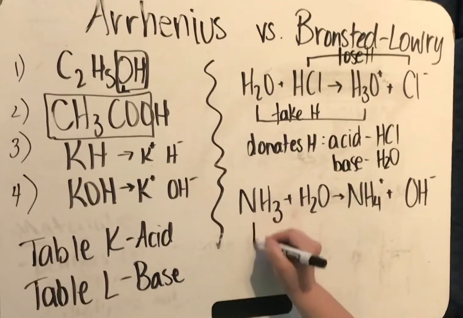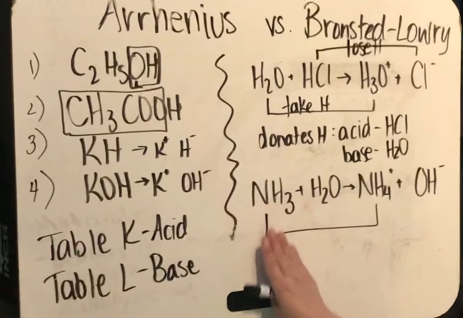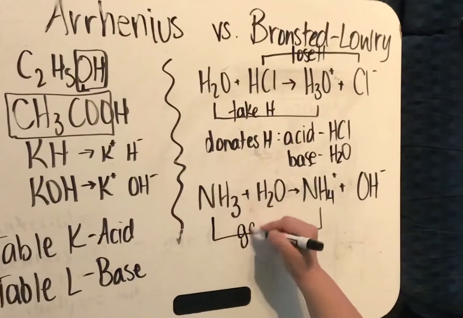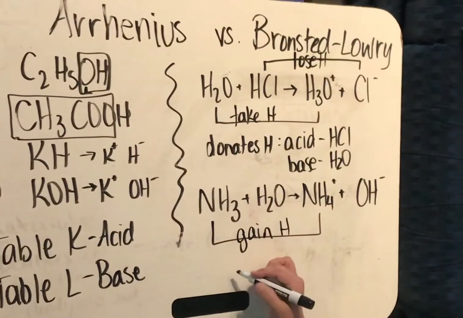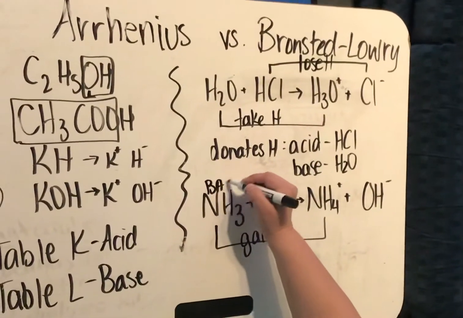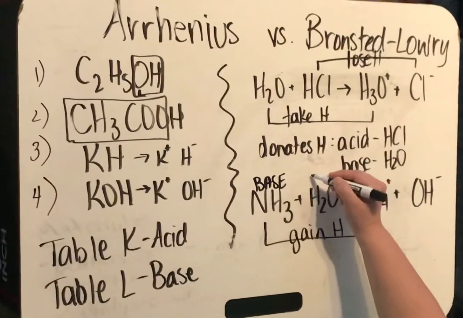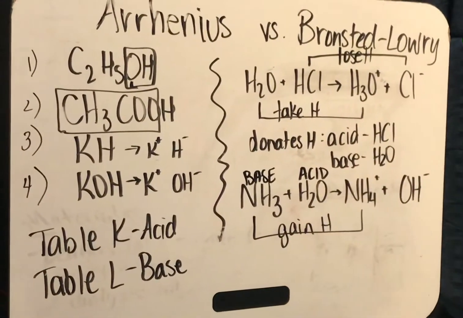If you look at this, NH3 goes to NH4. Think about that for a second. Did we lose or did we gain an H from going from here to here? We're gaining an H. That means that this guy, NH3, is the base. If you look, H2O becoming OH, he's losing an H. So that makes him an acid.